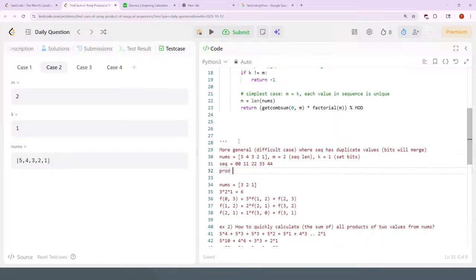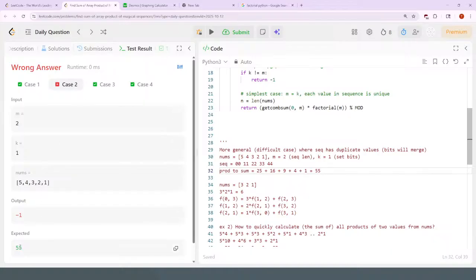So the product sums would be 5 times 5, which is 25, 16, 9, 4, and 1, which is 20, 20, no, 20, 10, 30, 55. And there's no actual duplication of those sequences. They're all unique. Okay, 55.